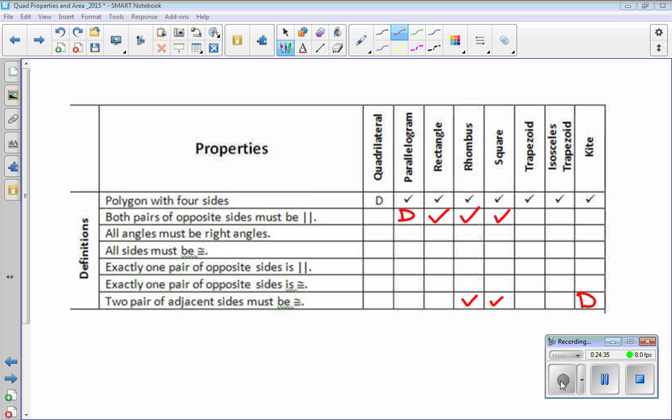Okay, good. All angles must be right angles. That's actually a definition, or part of the definition of a rectangle. Okay? But it's true for a rhombus and a square. Would you agree with that? Not a rhombus. I'm sorry, just a square. I apologize. Thank you very much.